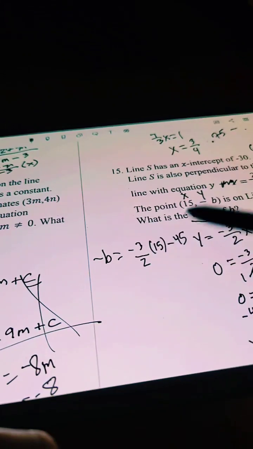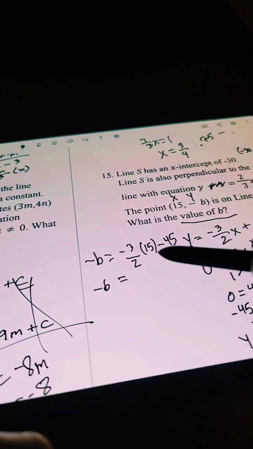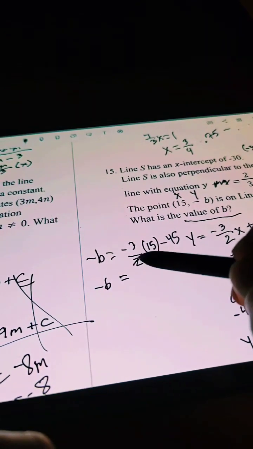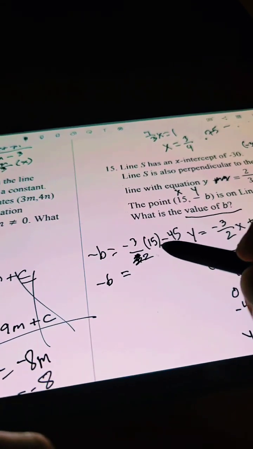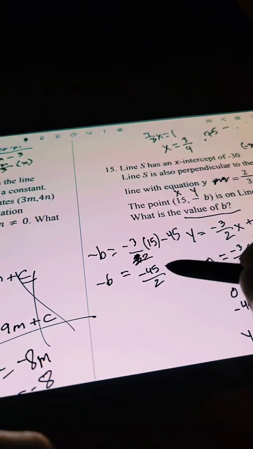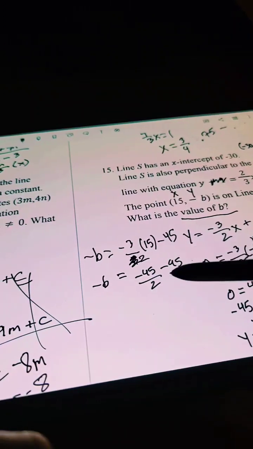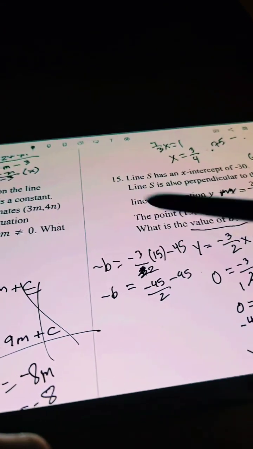So now all I have to do is solve this for b. So I'm going to say negative b is equal to this, well, that actually doesn't cancel out. So negative 3 times 15 is going to be negative 45, and that's over 2, and then we have that minus 45. Now remember, if you're subtracting with fractions, you have to make sure they have a common denominator.